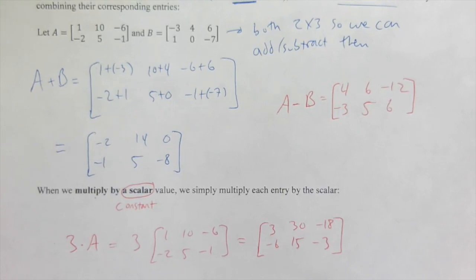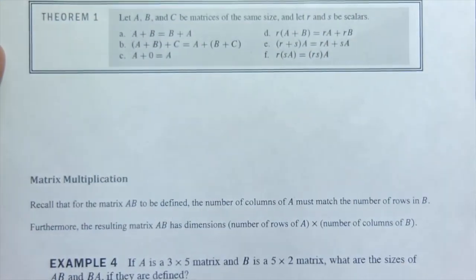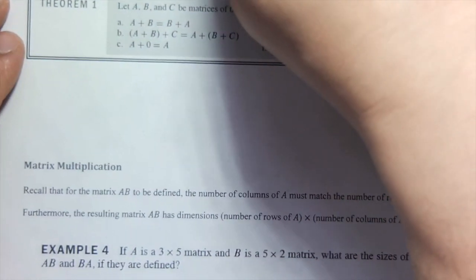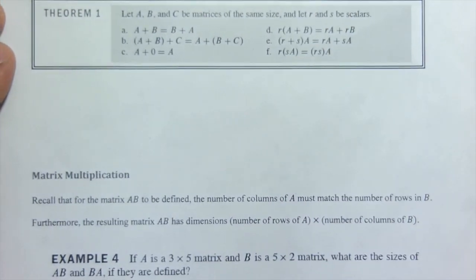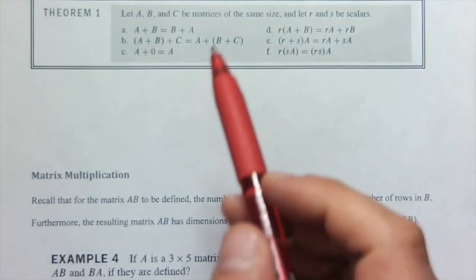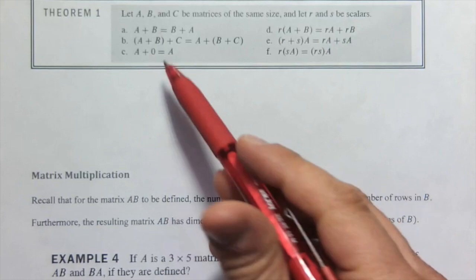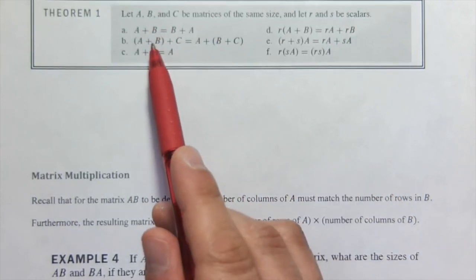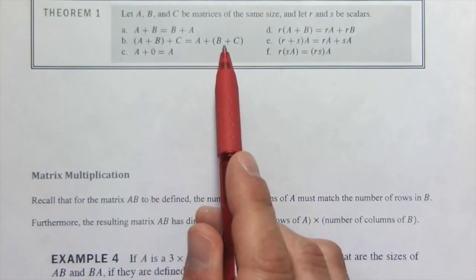Let's look at a theorem related to this. So this theorem is basically telling us that we can change the order in which matrices are added, and we can change the way they're grouped. These are very typical things that exist with numbers too, right? So this is saying you can change the order in which you add matrices. This is telling you can regroup the order in which you add them, right?